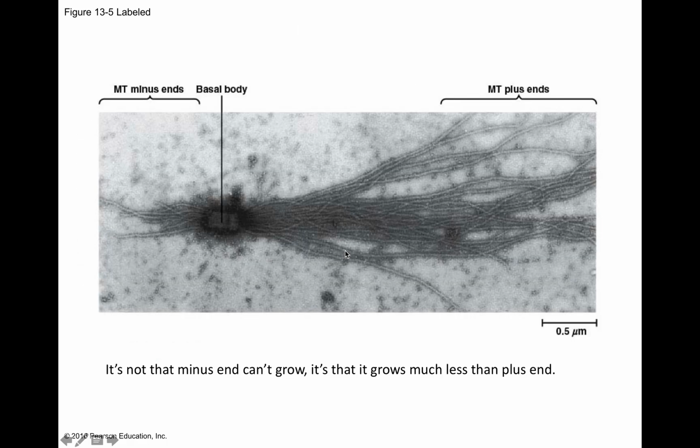If you look at what this looks like in a micrograph, you have a basal body, which is a microtubule organizing center. I'll talk about that in a second. That's essentially where the microtubule starts growing from. And on the plus end, it is growing faster than it is on the minus end. So it's not that the minus end can't grow, it's that it grows much less fast than the plus end, and that's why this is called the plus end.